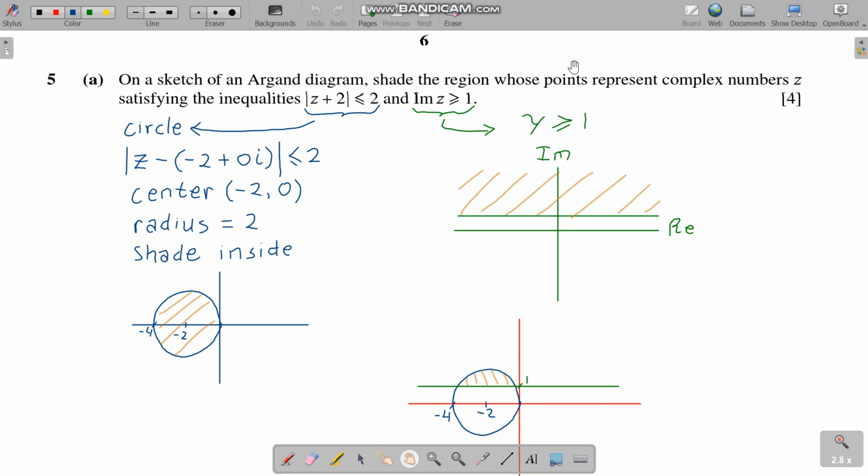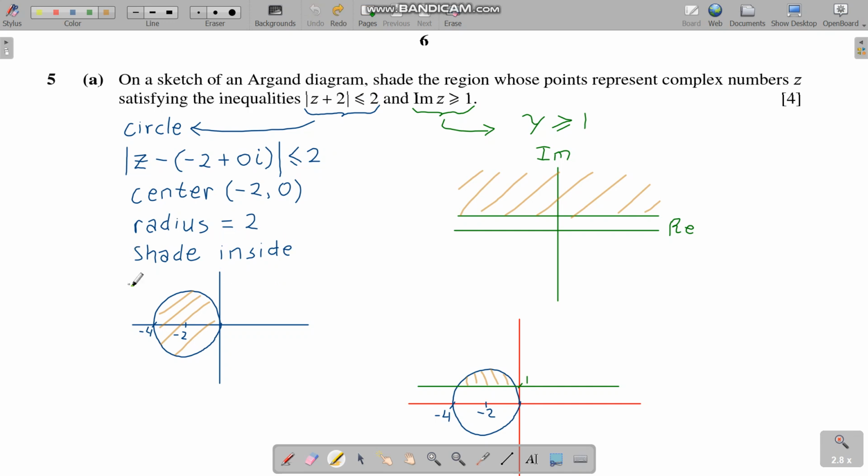So first of all, you see the modulus of z somewhere and only on one side. This is a circle, the locus of a circle. To find the center of the circle, we have to make it in the form of z minus z1. So z minus something, but make sure when you open up the brackets, you get positive 2, and this is just 0, so you get exactly the same as the original question. So from here we can see the center is minus 2, 0, and the radius is just 2, and less than or equal to means we shade inside the circle.